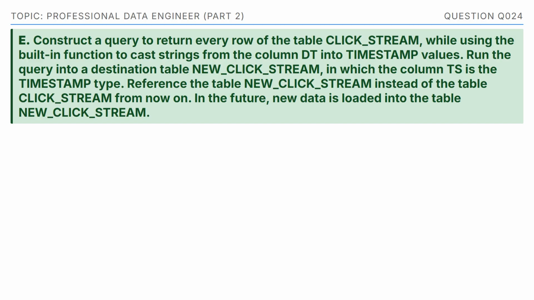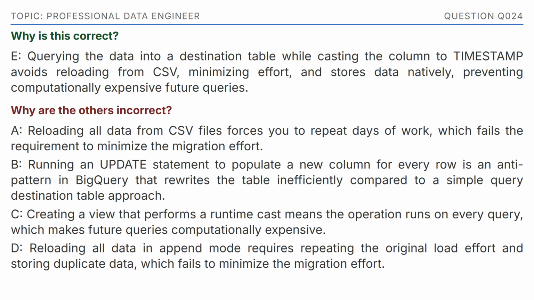Run the query into a destination table new_click_stream, in which the column TS is the timestamp type. Reference the table new_click_stream instead of the table click_stream from now on. In the future, new data is loaded into the table new_click_stream. Why is this correct? E. Querying the data into a destination table while casting the column to timestamp avoids reloading from CSV, minimizing effort, and stores data natively, preventing computationally expensive future queries.